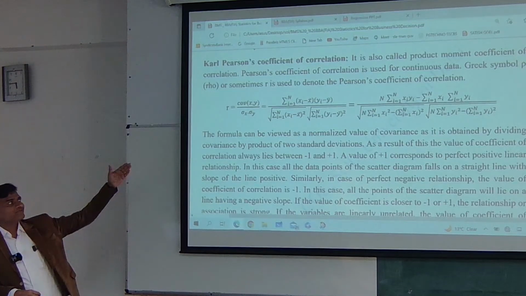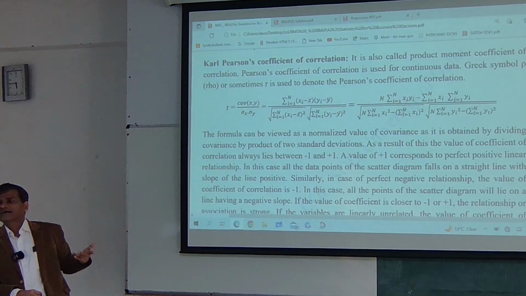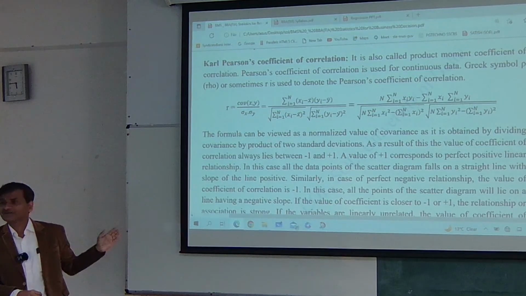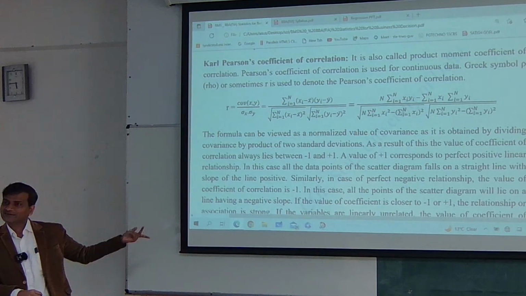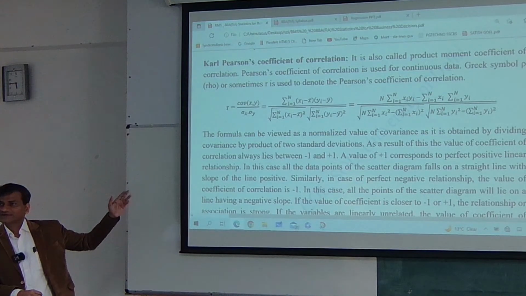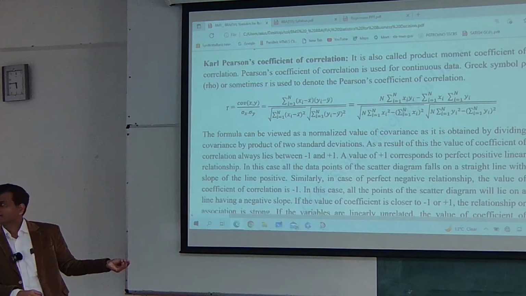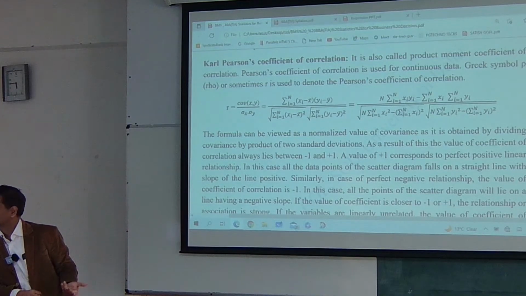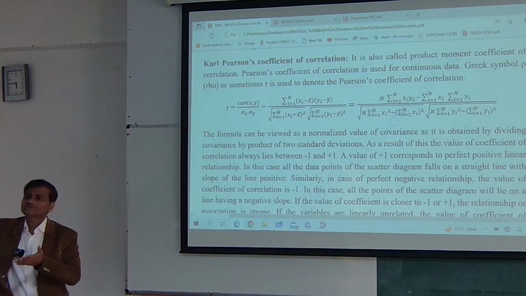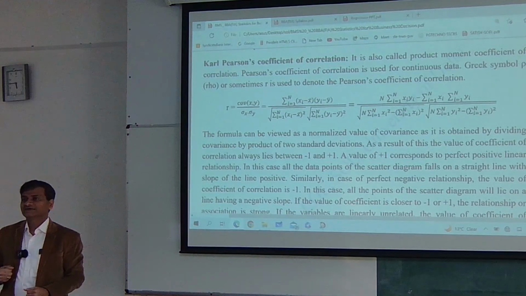When you divide the covariance by the standard deviation of both variables, its value is restricted to between -1 and +1. Further, it is unit free because you have divided by sigma x and sigma y. Suppose we have two variables, x and y, height and weight. In covariance you have the units of height and weight, and if you divide by height and weight, it becomes unit free. Coefficients are always unit free, whether it is the coefficient of this or of that. Therefore, this has more utility.